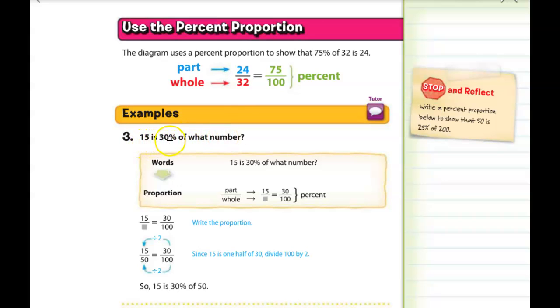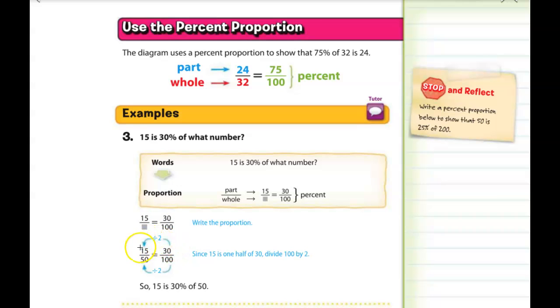So 15 is 30%. So we can go ahead and write 30 over 100 because we know that's what 30% looks like. We know that 15 is the part. 15 is 30%, so 15 is smaller. 15 is smaller than what number? We don't know this bottom part. So this is how we set it up. This is where reading becomes very, very important. So what do we do to the number 15 to make it 30?